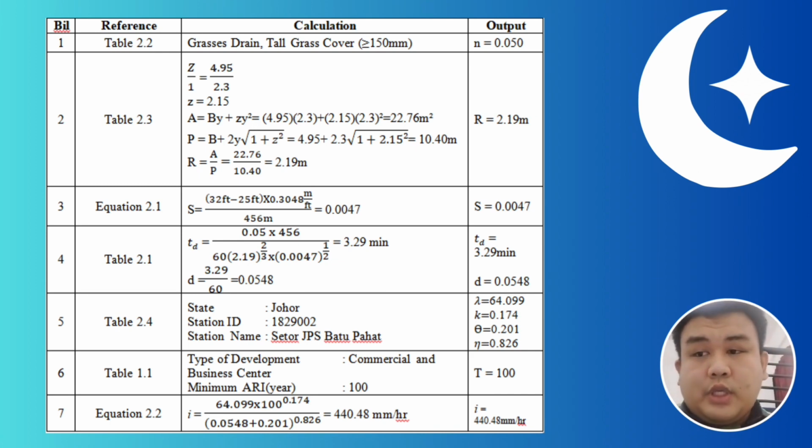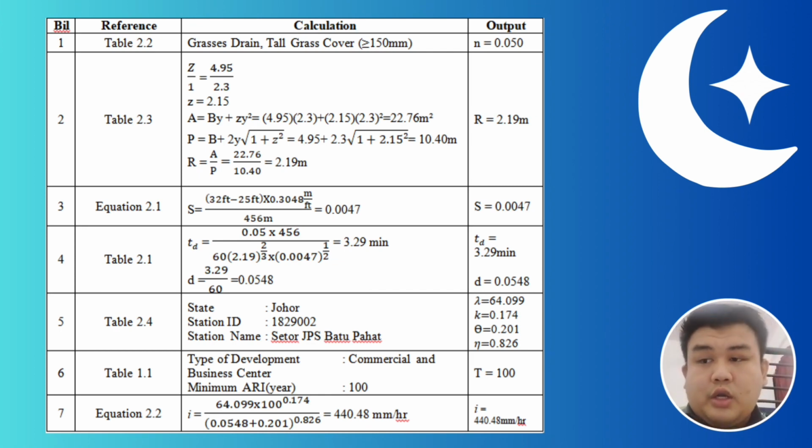3.29 divided by 60 because 1 hour is 60 minutes. So the answer we got is 0.048. Then into number 5, we calculate the IDF for state, station ID and station name. So the state is Johor, station ID is 1829002, and the station name is Setor JPS Batu Pahat. Then from the table we can find the four constant values to calculate in number 7 for equation 2.2.